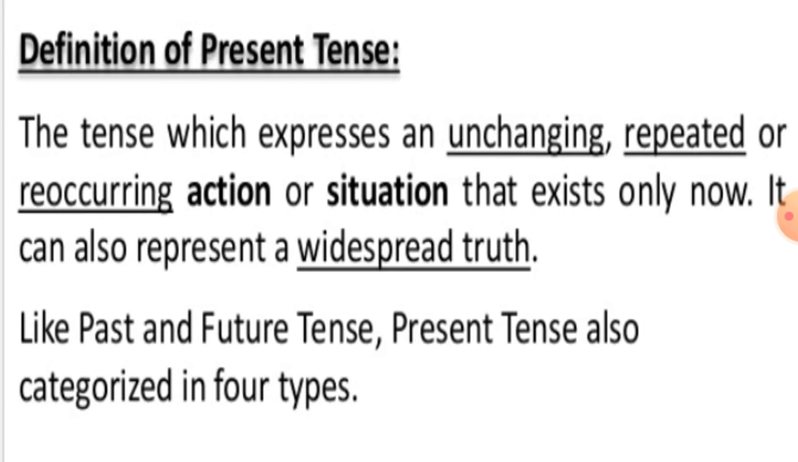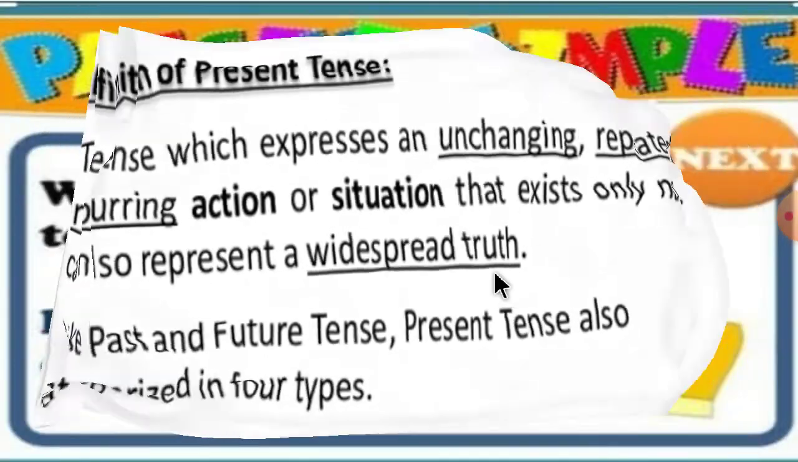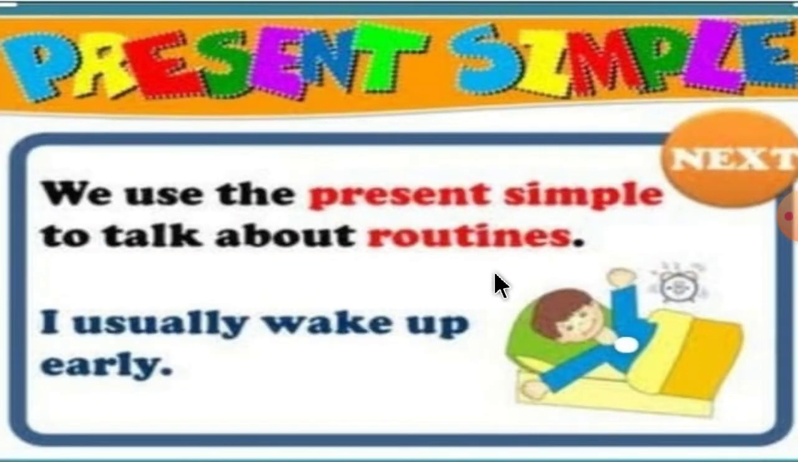For example, the earth revolves around the sun. That we cannot change. Right? So that is called widespread truth. Now, present simple. What is the use of present simple? Let us see.